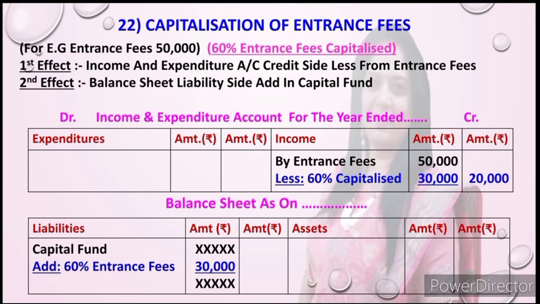20,000 rupees will be recorded in the outer column. Second effect will be given in the closing balance sheet. In capital fund you have to add and record 60% entrance fees, that is rupees 30,000.